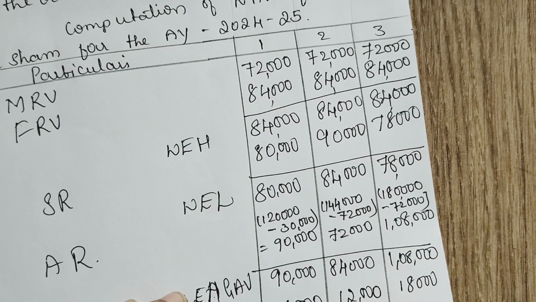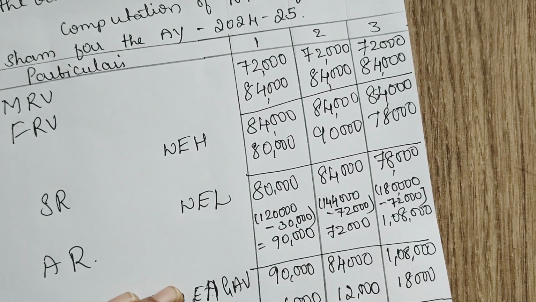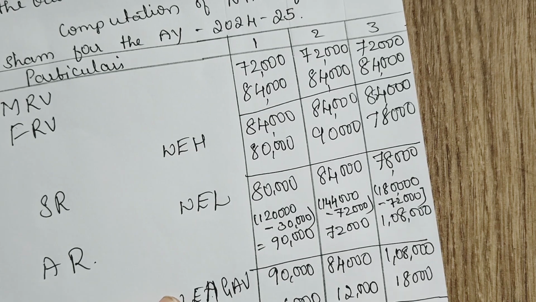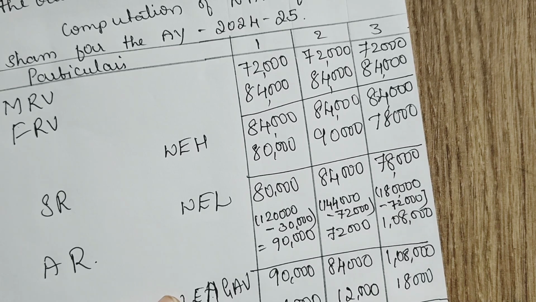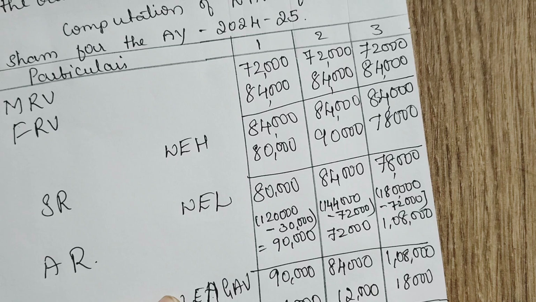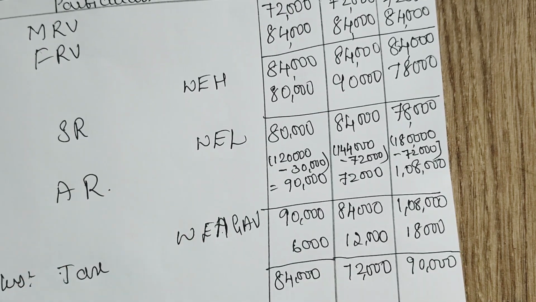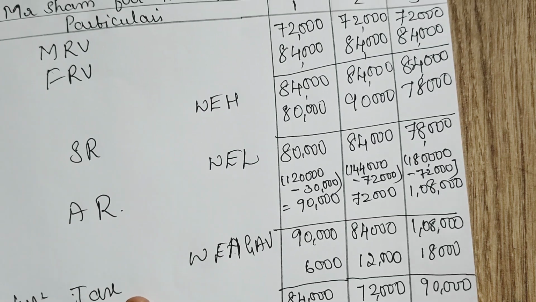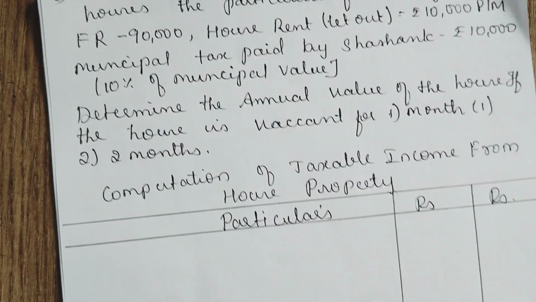90,000 minus 6,000, 84,000. 84,000 minus 12,000, 72,000. 1,08,000 minus 18,000 is 90,000. This is the net annual value after deducting the tax when three different houses of the same resident are given. Let us solve the next question.